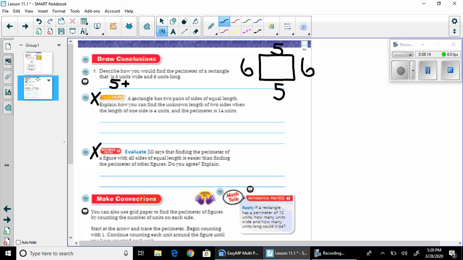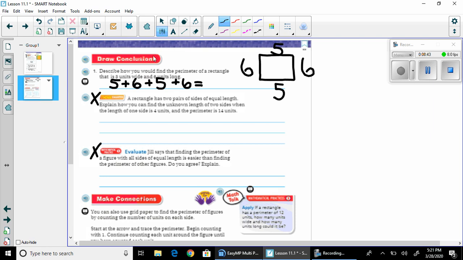So I'm going to add one of our lengths, which is 6 units. Going to add my next width, which is 5 units. And then I'm going to add my last length, which is 6 units. Okay, so now we'll double check that our figure matches our equation. Okay, should be good to go. I have 4 sides and I have 4 numbers that I am adding.